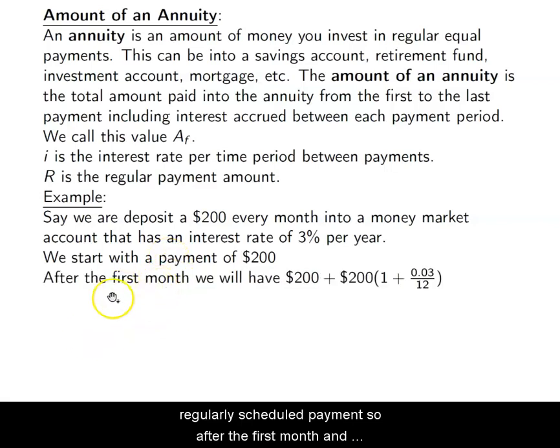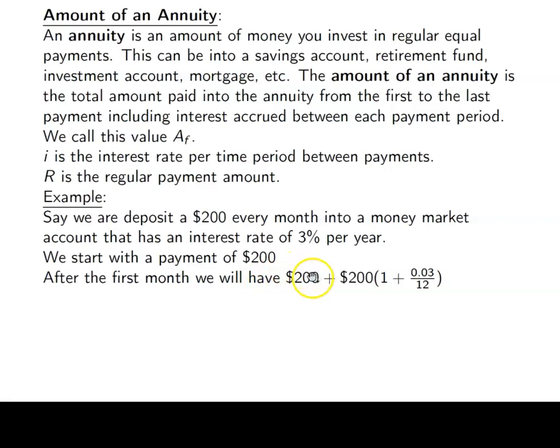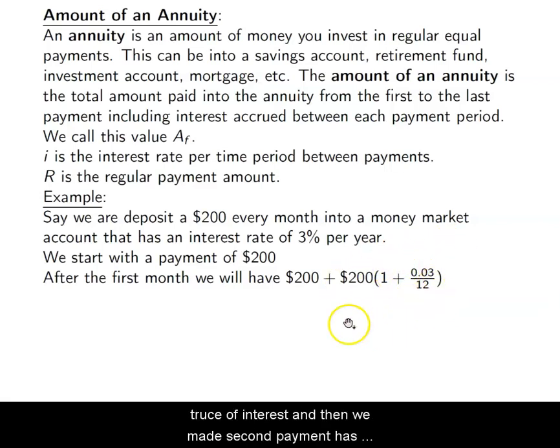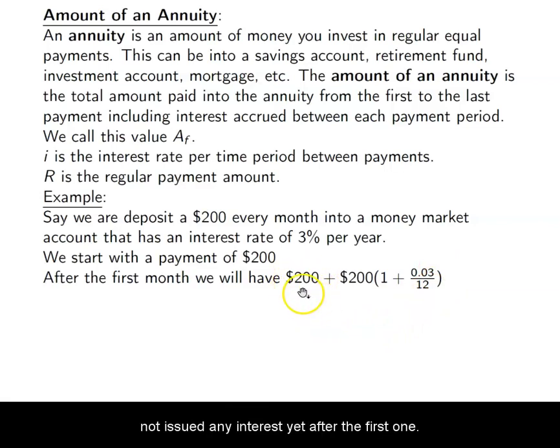Okay, so after the first month, then we're going to have $200, right? Because we're making a payment of $200, and the $200 that we first used to open our account accrued a 3% divided by 12 because it's monthly at this point. So this is the accrual rate for the first $200 that we opened the account with. So it's been sitting there for a month. It accrued some interest, and then we made a second monthly payment that has not accrued any interest yet after the first month.